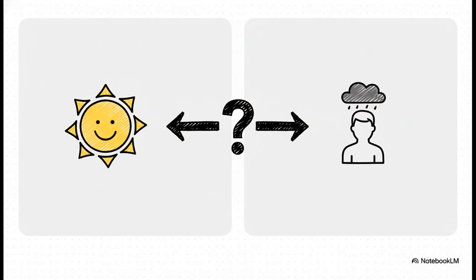Check out this example. Study after study shows a correlation between low vitamin D levels and depression. But which way does it go? Does a lack of vitamin D actually cause depression? Or does being depressed lead you to do things, like staying inside all day, that cause you to have low vitamin D? Just by looking at the correlation, you have no way of knowing.